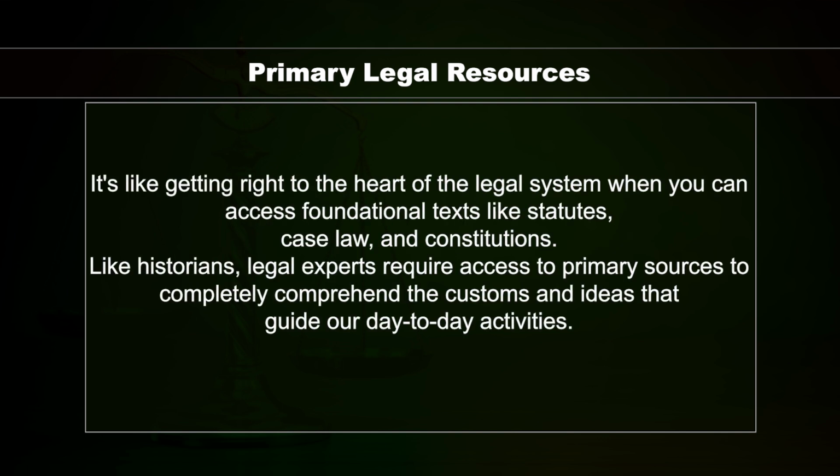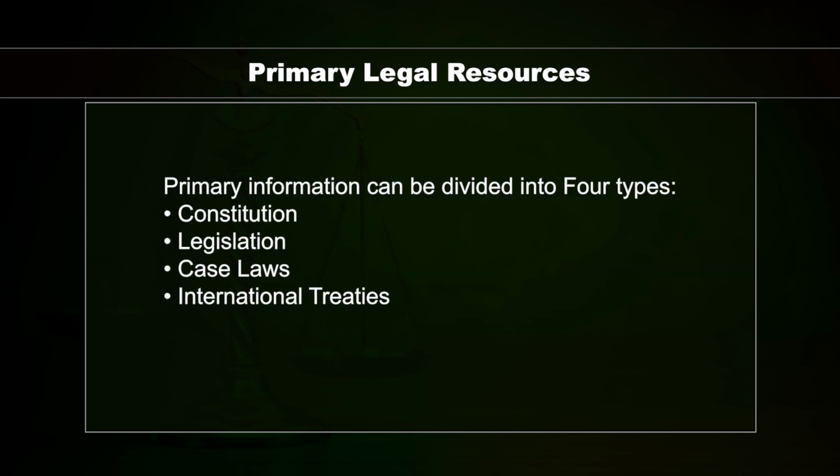It's like getting right to the heart of the legal system when you can access foundational texts like statutes, case law and constitutions. Like historians, legal experts require access to primary sources to completely comprehend the customs and ideas that guide our day-to-day activities. Primary information can be divided into 4 types. First one is constitution, second one is legislation, third one is case laws and fourth one is international treaties.